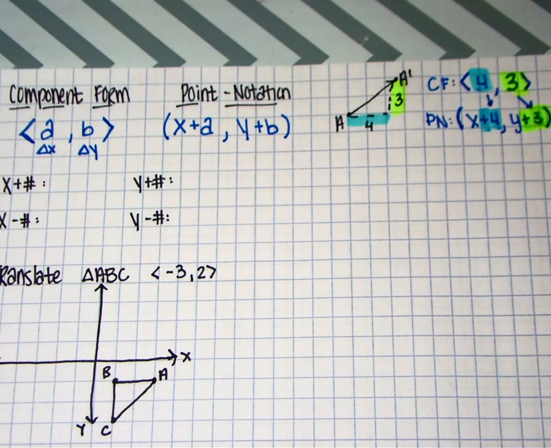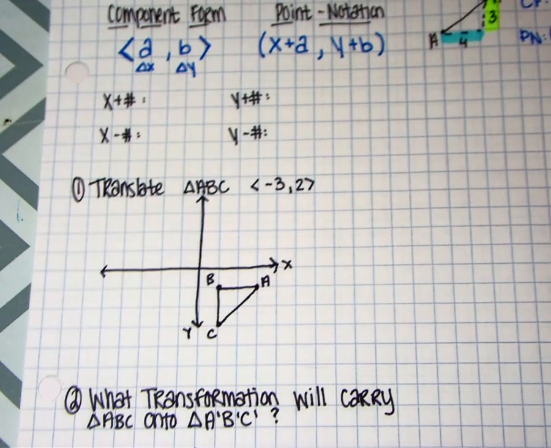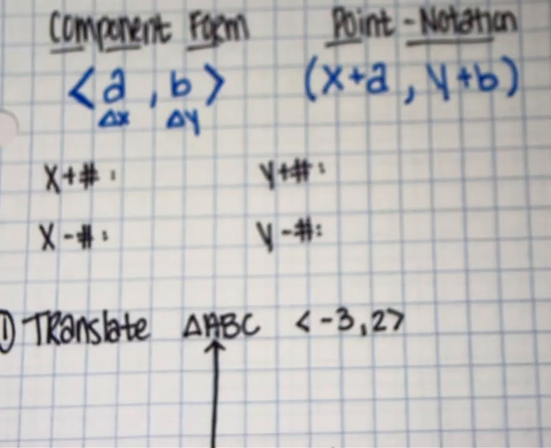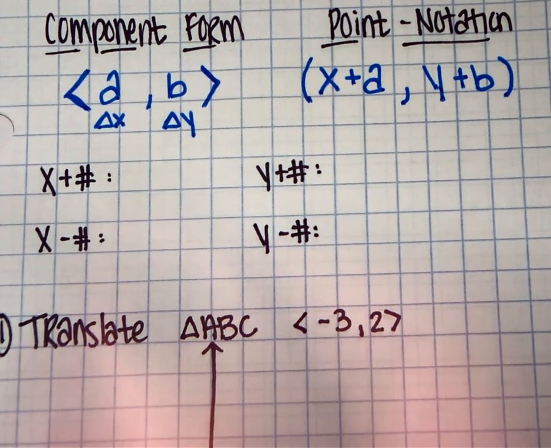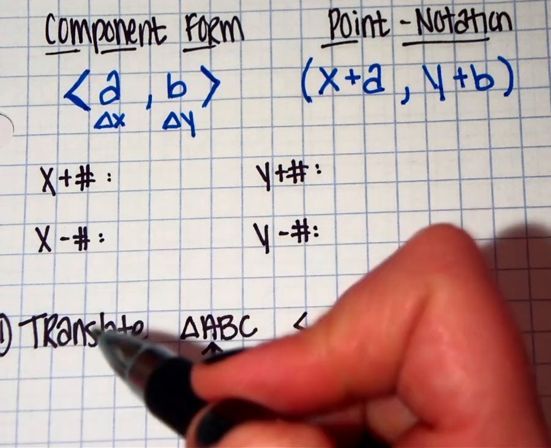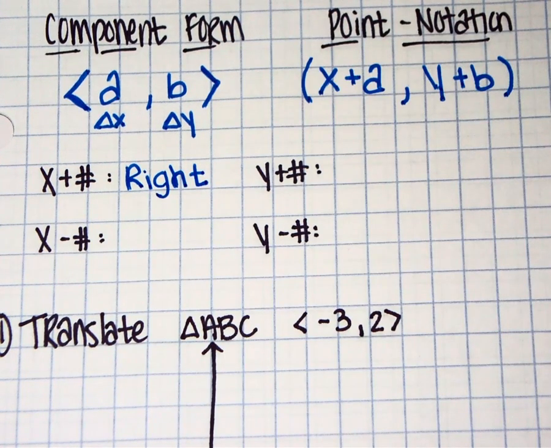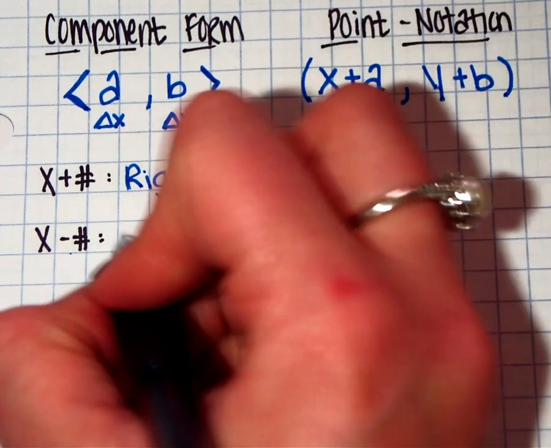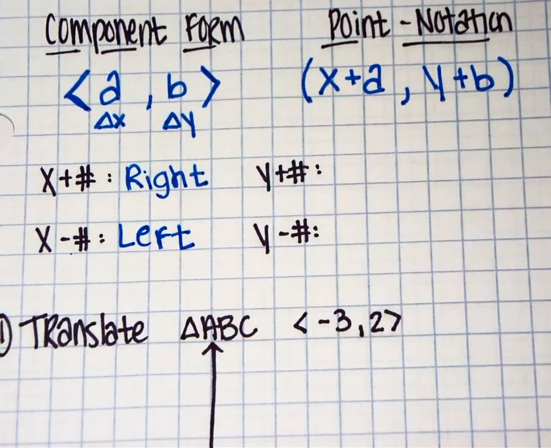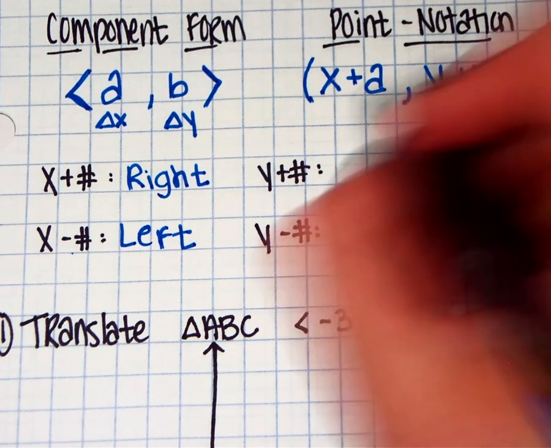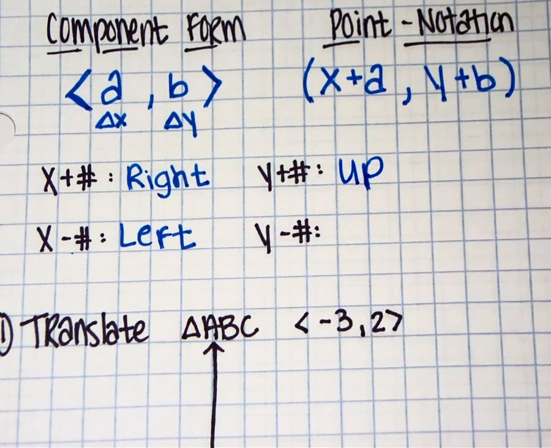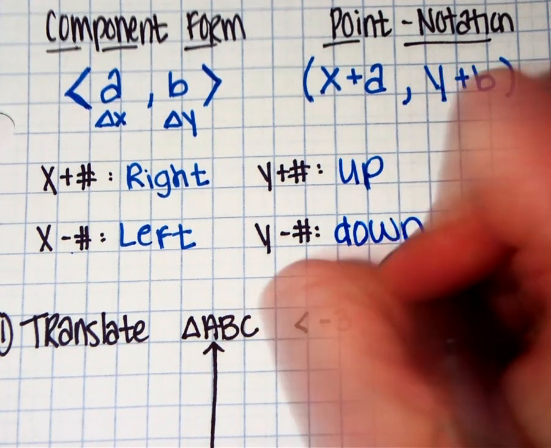Before we get started actually translating a shape, let's discuss notation and kind of just words that are going to help you understand what's happening. If you have in point notation X plus a number, that is you moving to the right. So X plus 3, that would be 3 units right. If it's X minus a number, that's you moving to the left, such as X minus 3. That's you moving left 3 units. For Y, if you have Y plus a number, that's you traveling up. Y minus a number is traveling down.